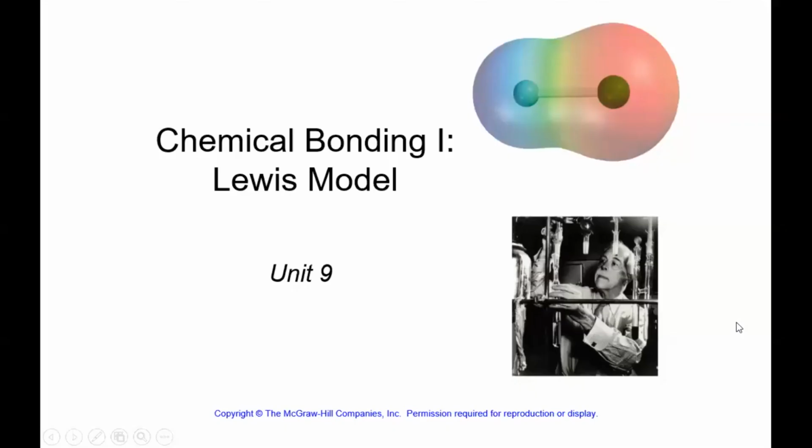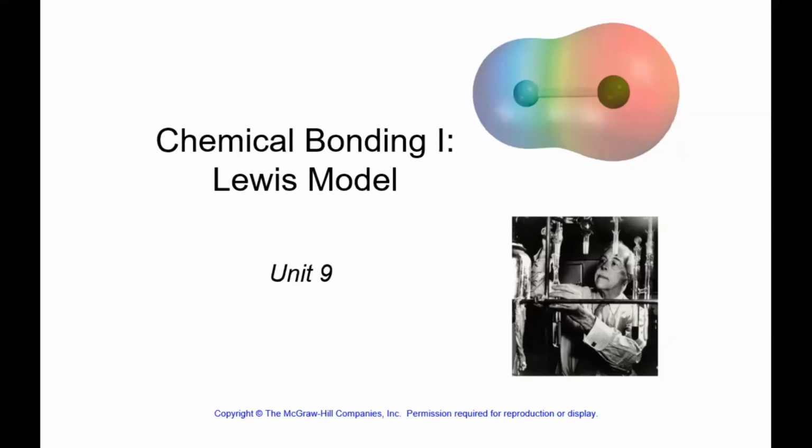So let's go to our PowerPoint that we are going to start with, and we are going to be starting a new unit. We're going to start studying chemical bonding. Most of the discussions we've had for the past few days have been about atoms themselves, right? And the configuration of electrons in atoms. But what about when atoms join together to make molecules or compounds?